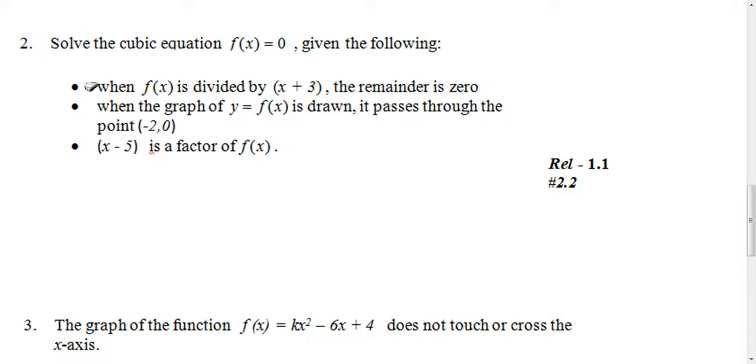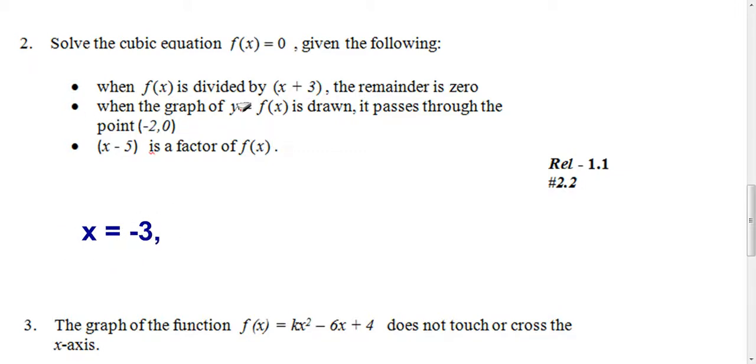So at the first bullet point, when f of x is divided by x plus 3, the remainder is 0. So that means x plus 3 is a factor, but it also, more importantly, means that x equals negative 3 is a root, and a root is where the graph cuts the x-axis. So minus 3 is your first answer, x equals minus 3.